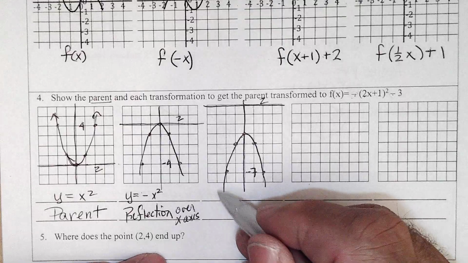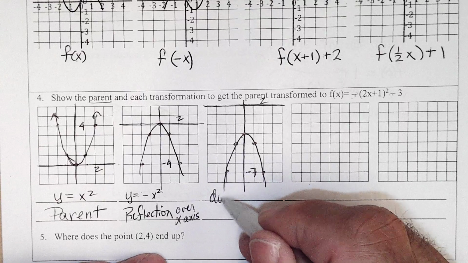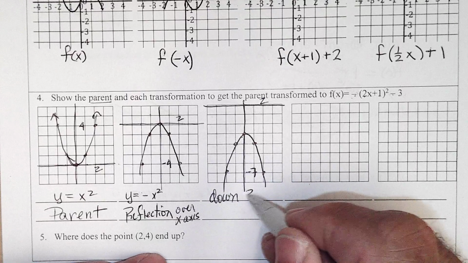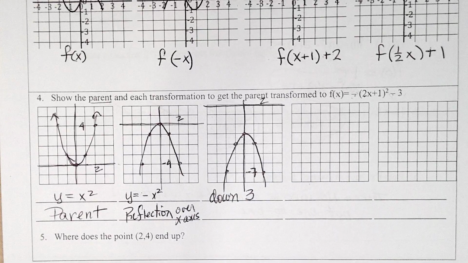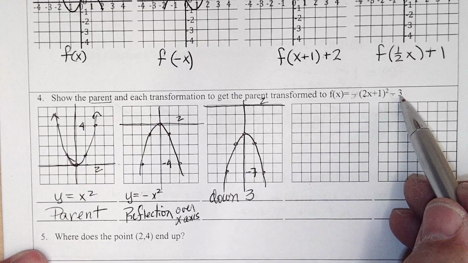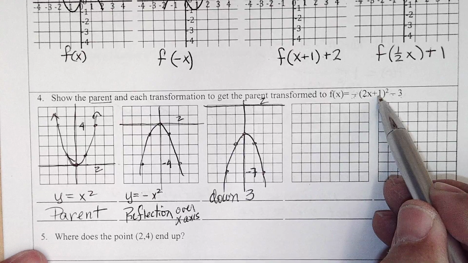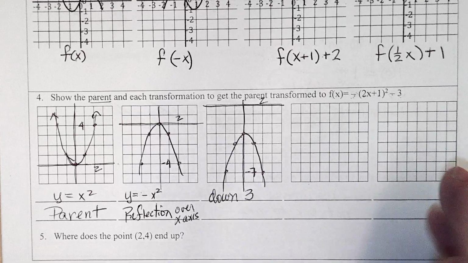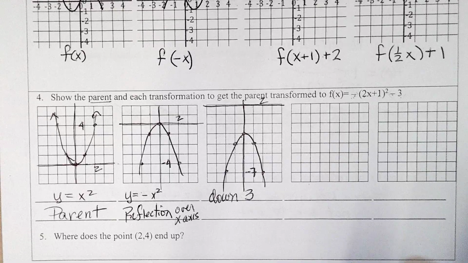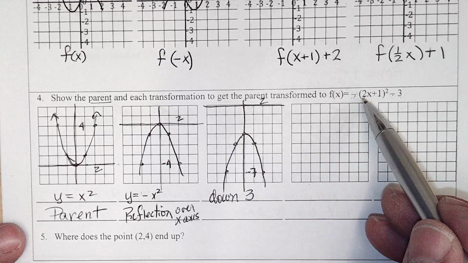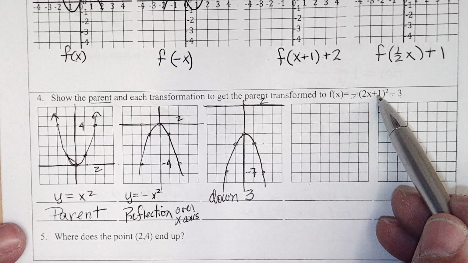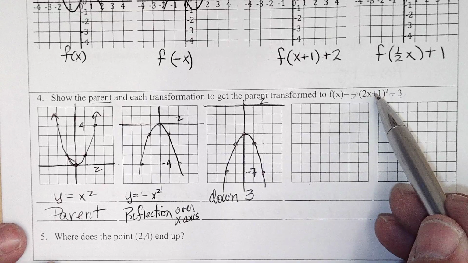And so it's moved down 3. So that takes care of the 2 outside numbers. Now we've got 2 inside numbers. Again, the inside, everything's backwards. PEMDAS says multiply first and then add. But when we're doing transformations, you do the add first and then the multiply.